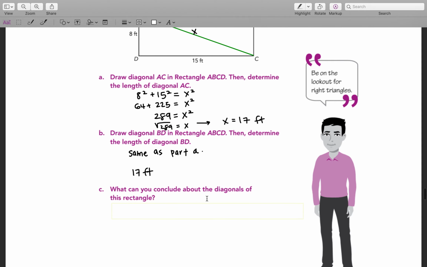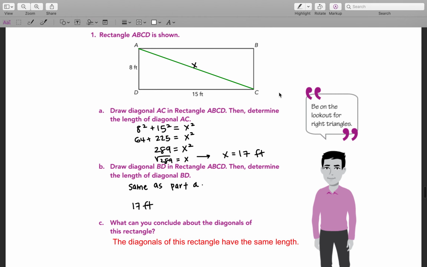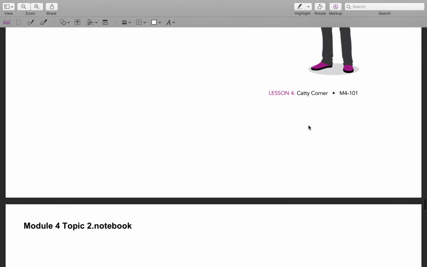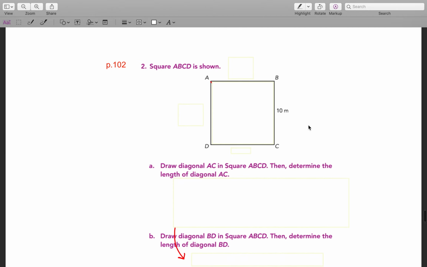What can you conclude about the diagonals of this rectangle? We can say that the diagonals of this rectangle have the same length. Okay. So moving on to page 102, it says square ABCD is shown.